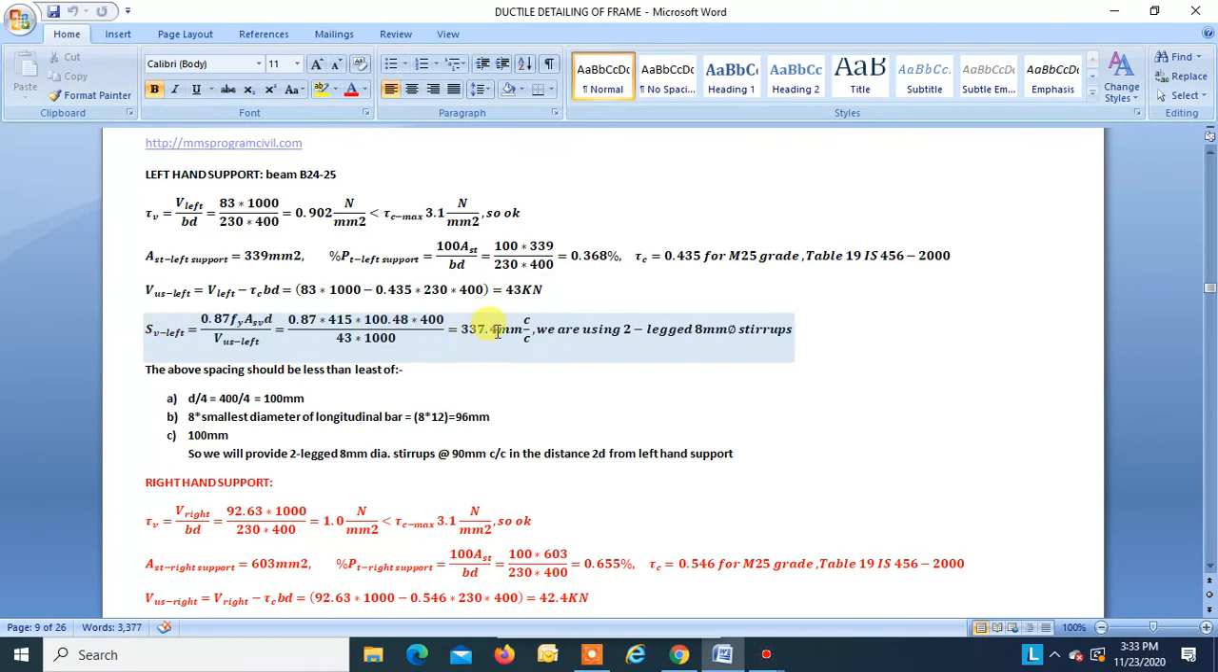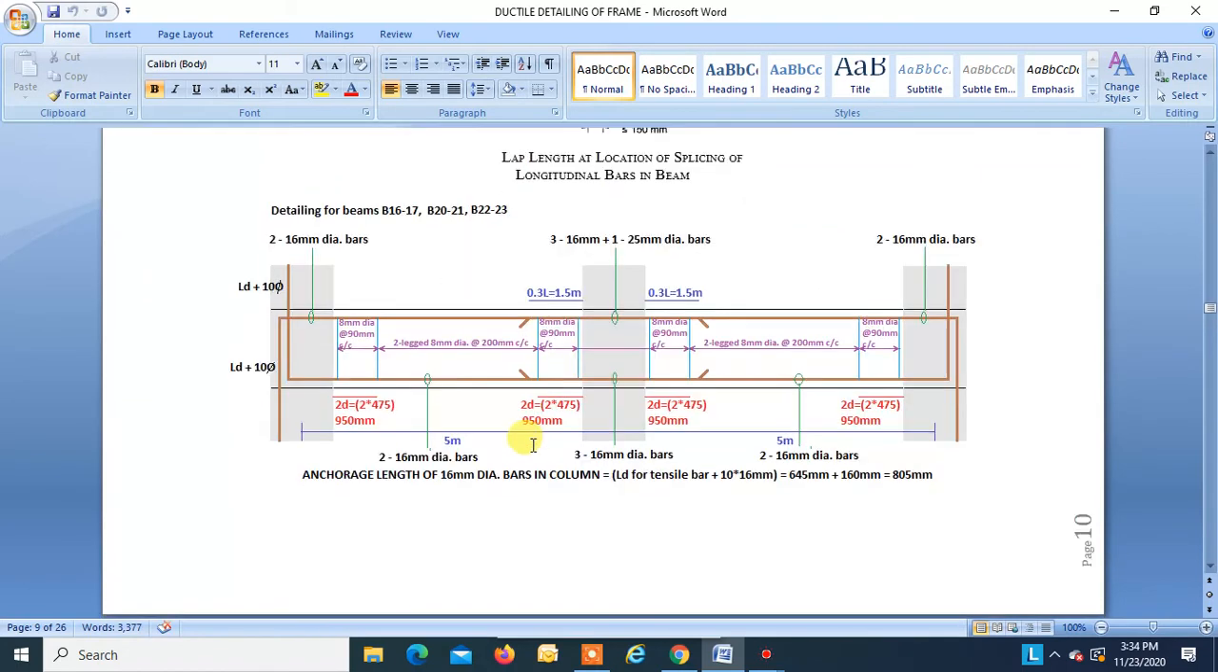The spacing is found to be 337.4. But this spacing should be less than the least of these. D is the effective depth, that is 400, so 400 divided by 4 is 100. Then 8 times the smallest diameter longitudinal bar used in the beam, that is 12 mm, is 96. This is 96, this is 100, so the least is 96. Our spacing should be less than 96. So we will provide 2-legged 8 mm dia stirrups at about 90 mm center to center in the distance 2D from the left hand support.